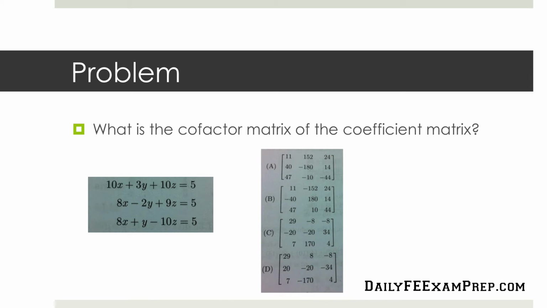So the question that he gave me is, what is the cofactor matrix of the coefficient matrix? In the question, they give us these three equations: 10x plus 3y plus 10z equals 5, 8x minus 2y plus 9z is equal to 5, and then 8x plus y minus 10z is equal to 5. Okay, and he gives us four different potential answers.